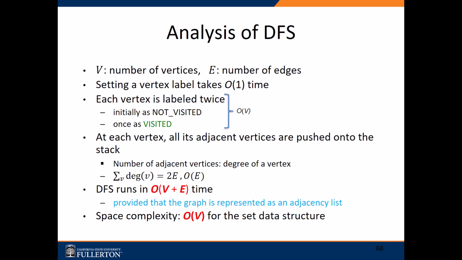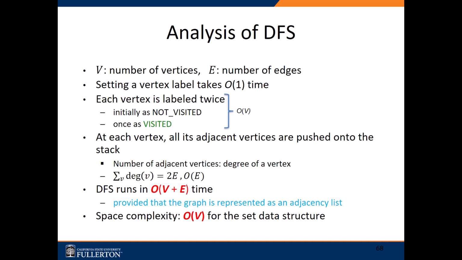which means that the running time of this depth-first search is proportional to both the number of vertices and edges in a graph. By the way, this assumes that the graph is represented as an adjacency list, which ensures that we are actually able to get all the adjacent vertices in time proportional to the degree of the vertex. Not all graph representations are capable of doing this.